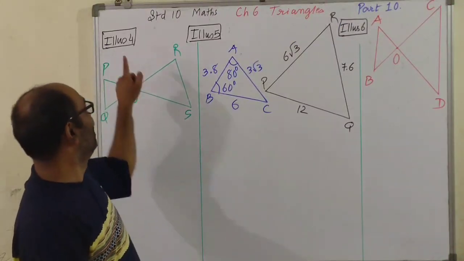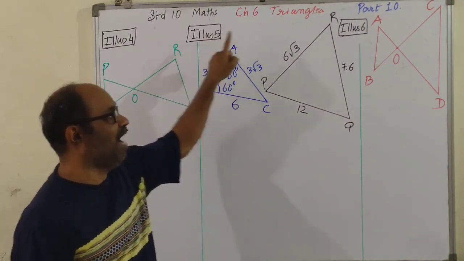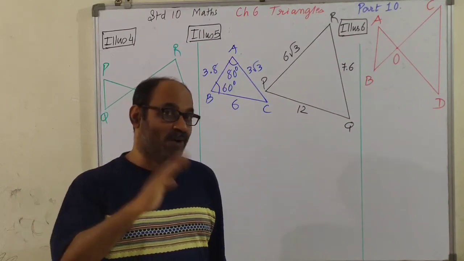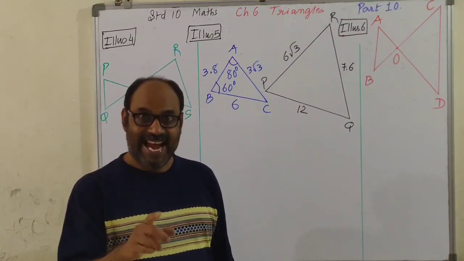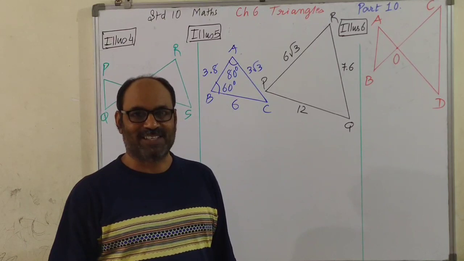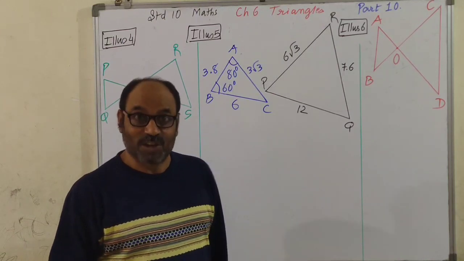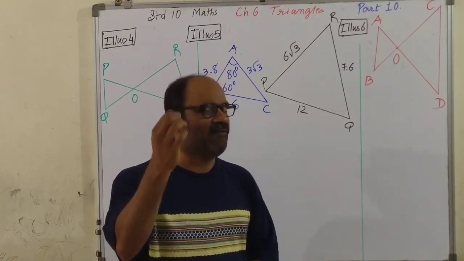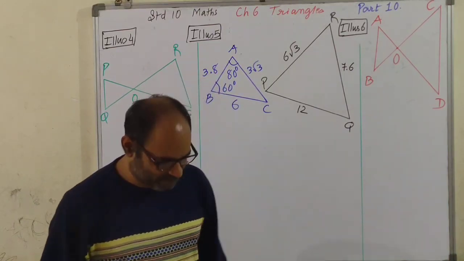Alright, now we have illustration number 4, illustration number 5 and illustration number 6. These 3 illustrations are before exercise 6.3 and yet we solved question 1 of exercise 6.3 so that we can understand these 3 sums very easily, and they are very simple, children, believe me.